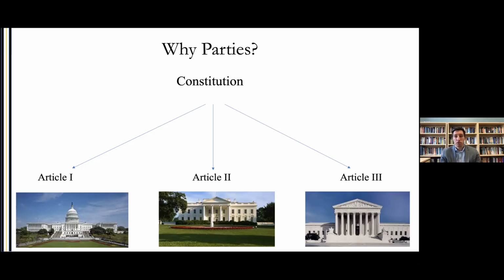I think the Constitution creates Congress in Article 1, and it makes sense that we have a House of Representatives and a Senate. The Constitution creates the office of the presidency in Article 2, so it would make sense that we have a president. And the Constitution creates the judiciary in Article 3. So of course it makes sense that we have a Supreme Court and other federal courts. But why political parties?